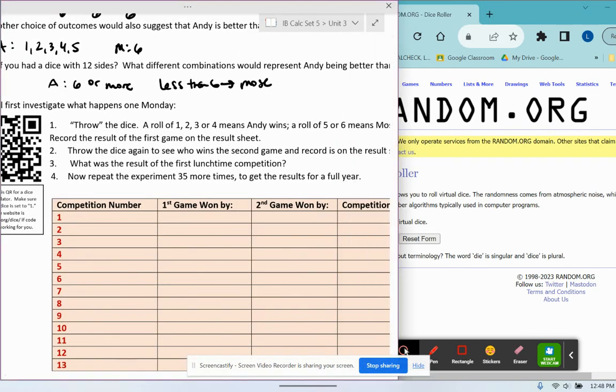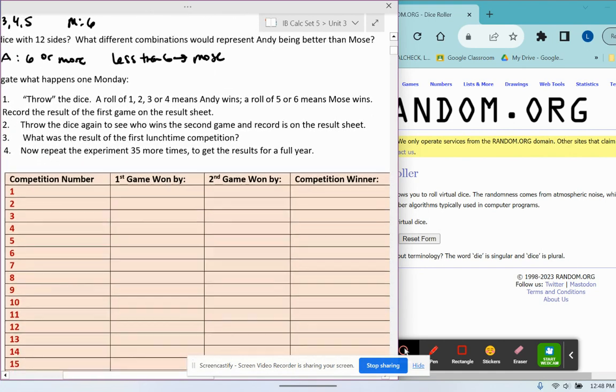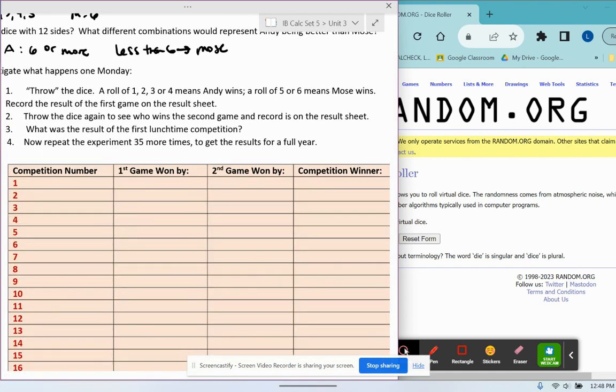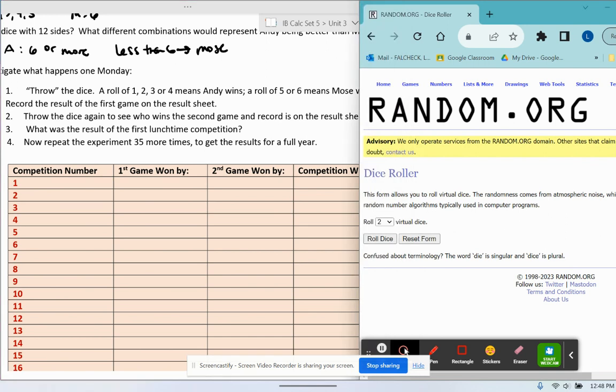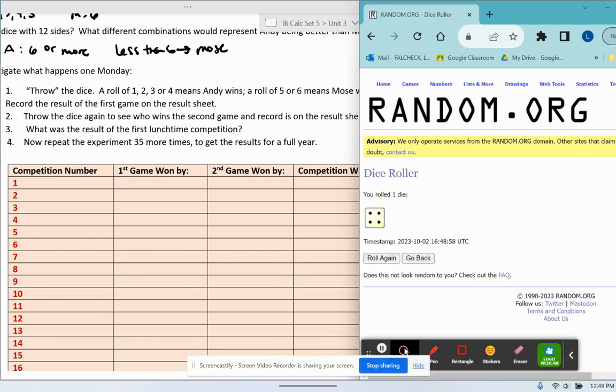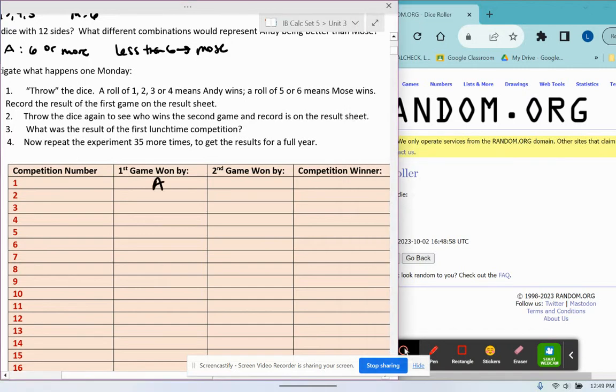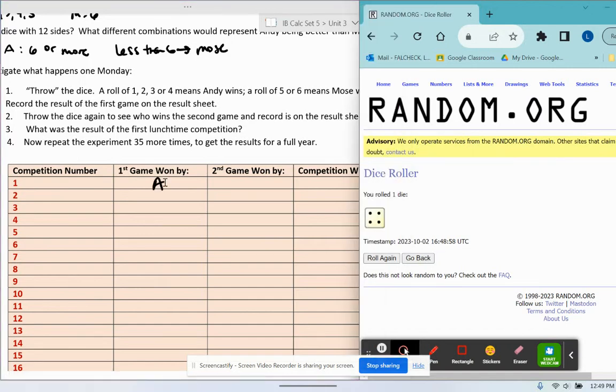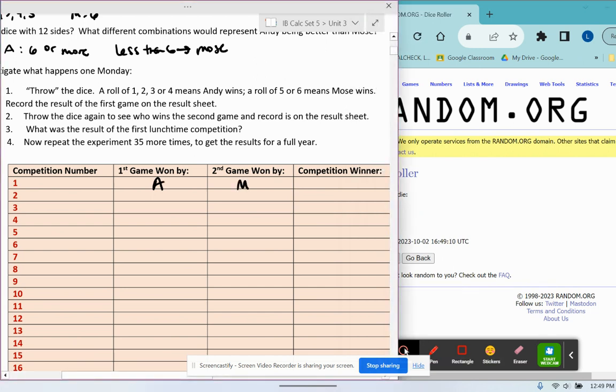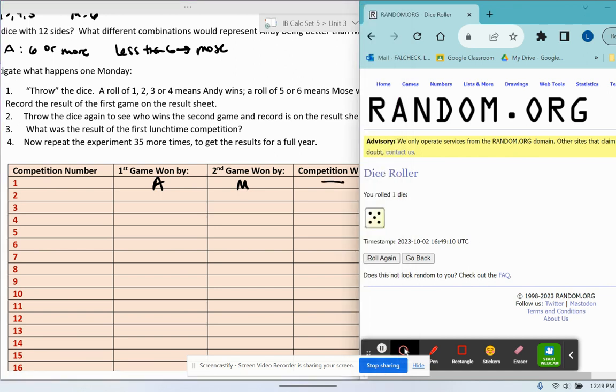So throw the dice. A roll of 1, 2, or 3 means Andy wins. A roll of 5 or 6 means Mose wins. Record the result of the first game on the result sheet. So I'm going to roll 1 virtual dice. I'm going to hit roll dice, and I got a 4. So the first game was won by Andy because I rolled a 4. Let's do the second game because they play 2 games on a Monday, right? Roll again. I got a 5. So that means Mose won. If there's a tie, we would say the competition winner was neither. There has to be a clear winner, meaning both people have to win, right?